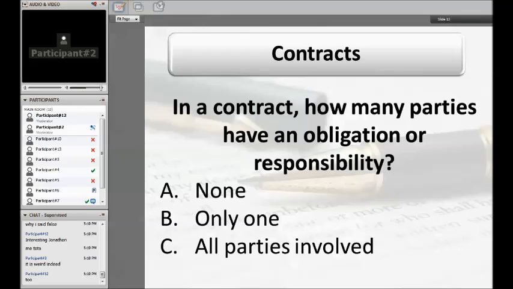Okay, let me change our polling tools. Oh, give me a second. Okay, now we've got ABC.